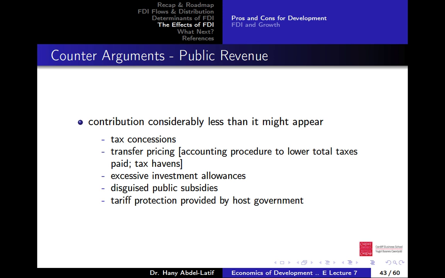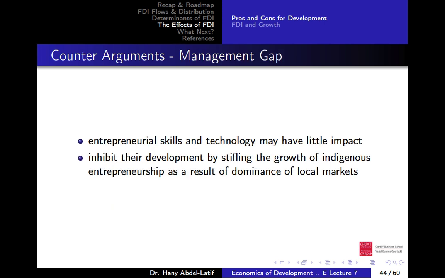So, et cetera. Again, they could push the host country to raise tariffs to protect them, et cetera. So it might not be the case that they actually increase or fill the revenue gap. The management gap, again, there's a counter argument. Just remember, we're just trying to highlight counter arguments to what they said initially, in terms of the benefits or what FDI can bring or how FDI can support development. So now we're talking about the counter argument.